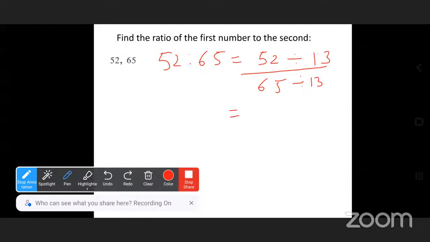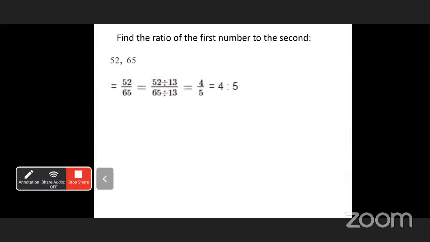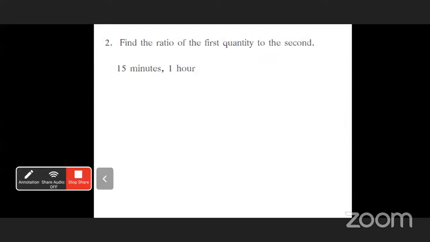Okay? So when does 52 come in the table of 13? 13 fours are 52 and 13 fives are 65. So what is the ratio that you are getting? 4 upon 5. 4 upon 5. So this is how you are going to find the answer. We'll go for the next question now.